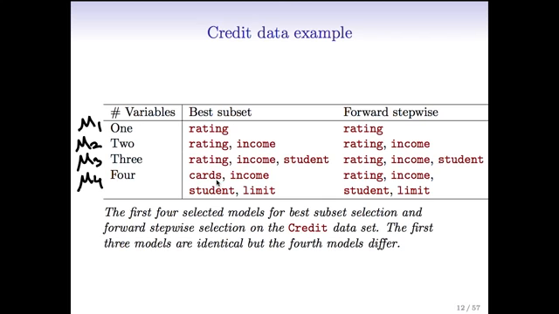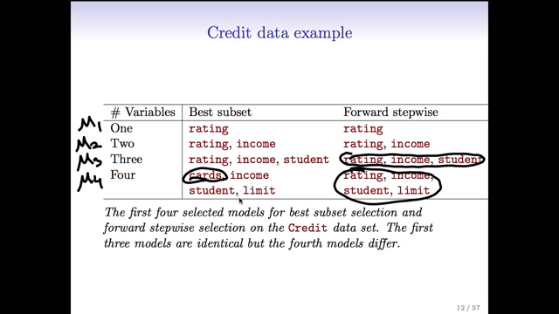But when we get to M4, things suddenly change, because in the context of a model with 4 variables, the best that we can do is cards, income, student, and limit. But that is not a model that forward stepwise can give us, because forward stepwise can only give us a model that contains rating, income, student, and one other variable. So forward stepwise is going to add in limit when we ask for the best model with 4 variables. In contrast, best subset isn't going to have rating. It's instead going to have cards, and it's lost rating. So this M4 that best subset gives us is going to have a smaller residual sum of squares. It's a different model than we would have gotten with forward stepwise.